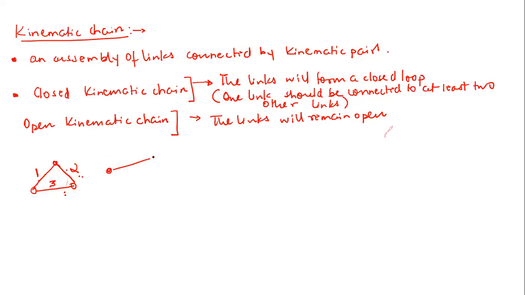So now you can, let's say, increase the number of links, right? Now you can see every link, this link is connected to these two, this link is connected to these two, right? So every single link is connected to two other links to form the closed kinematic chain. Now this is very important.